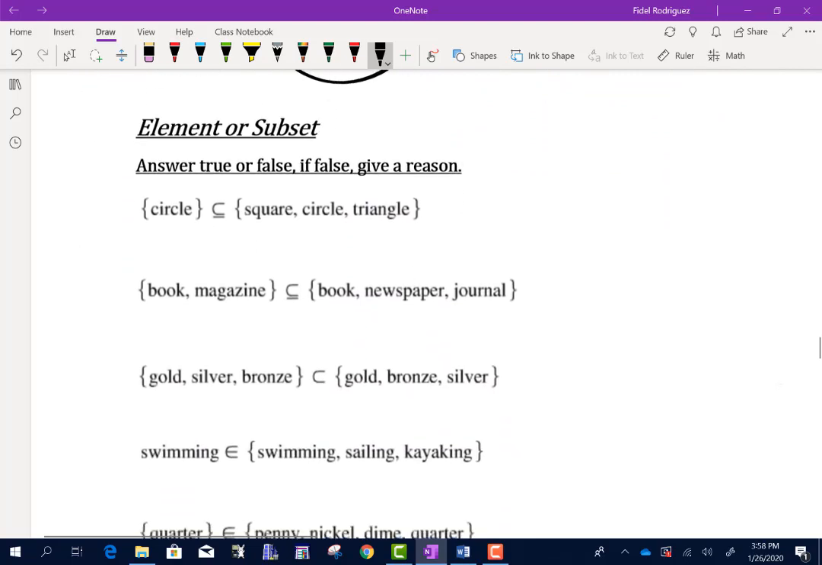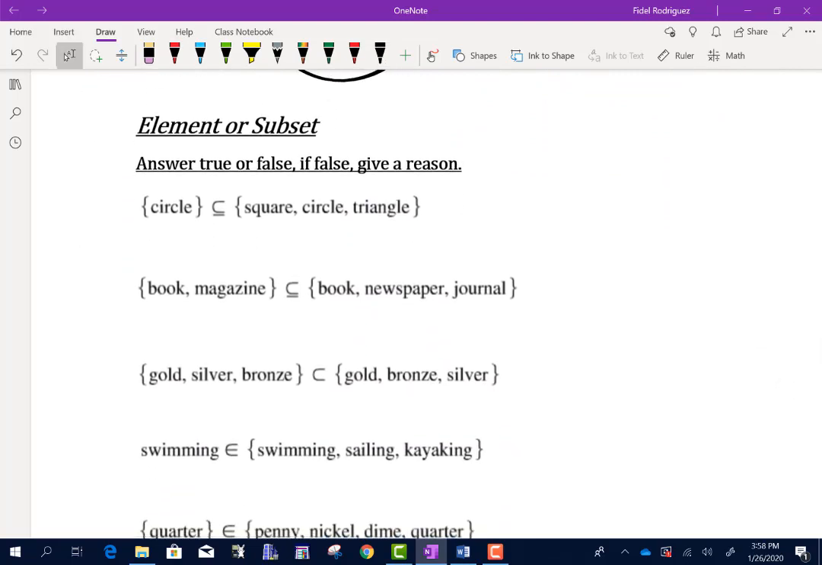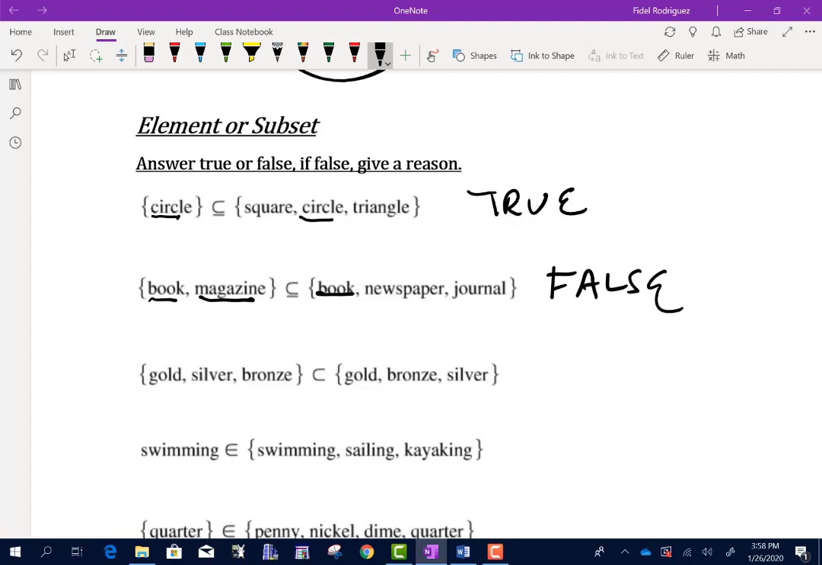So now, let's take a look here. It says, is it going to be an element or a subset? We're going to see if we can figure this out. A little slightly different from what we did before. Notice that these have the little squigglies on them, right? What we're going to say is, the one on the inside here, can it also be found here? Yes, it can. This is why it's true, okay? Is the word book also here? Yes, it is. Is the word magazine also here? No, it isn't. This one is going to be false. So this one is a subset, this one is not.